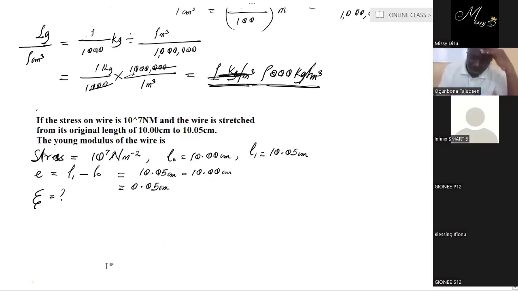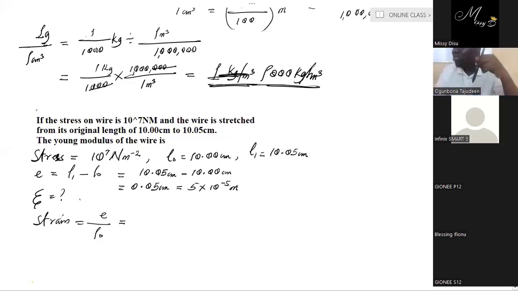Before we do that, we have to calculate strain. Strain to be calculated. Strain is extension over original length. So that will give us, oh, we have to convert it to meter. This is 5 times 10 raised to power minus 5 meter. Oh, someone might still ask me how I got this.